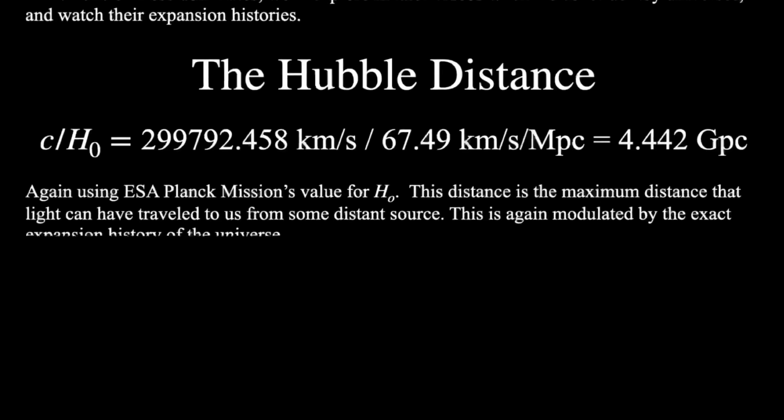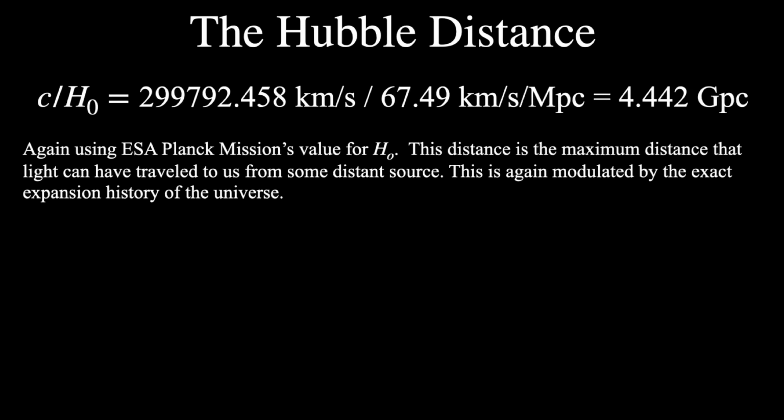Likewise, we can also look at a characteristic distance size scale of the cosmos, and that's called the Hubble distance, which is the speed of light times the inverse of the Hubble constant. And for a value of, say, the ESA Planck mission of 67.49 kilometers per second per megaparsec, that works out to be about 4.442 gigaparsecs, which is approximately 14.5 billion light years.